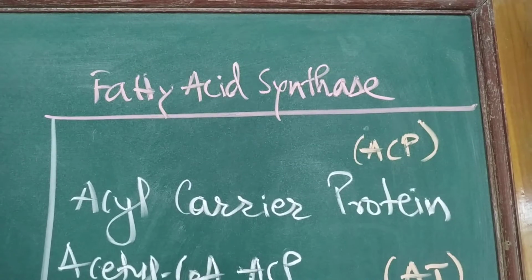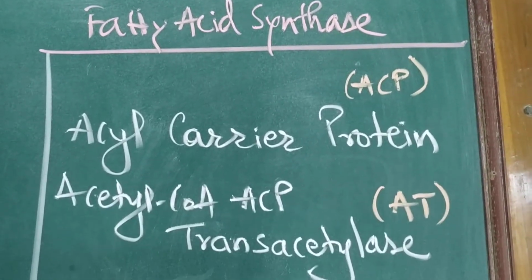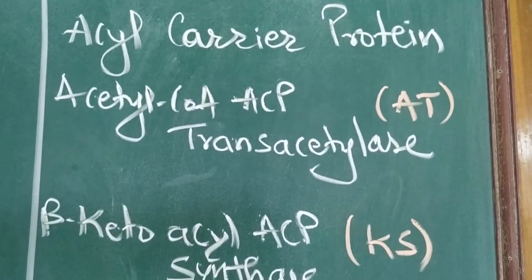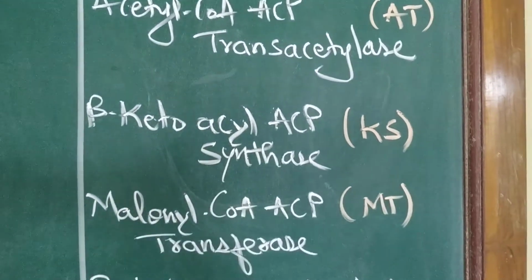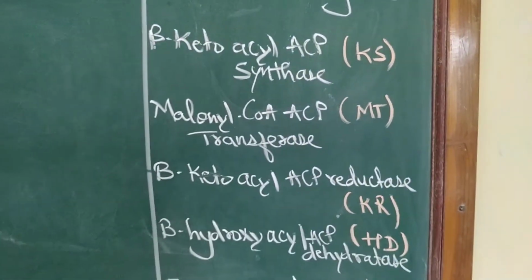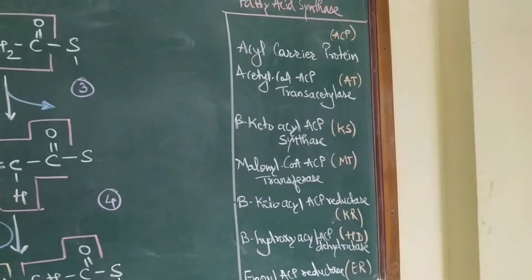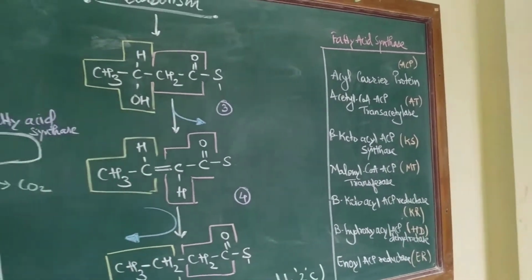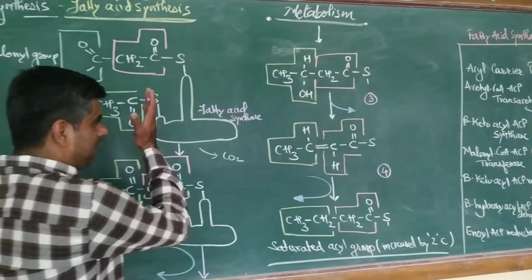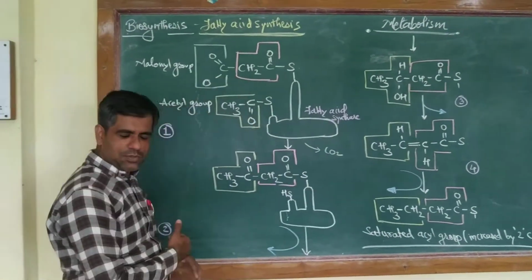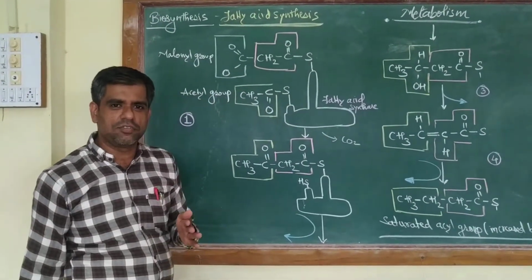Hi friends, let us have a quick overview about the synthesis of fatty acids. We know that the synthesis of fatty acid is somewhat the reverse of beta oxidation, which is involved in degradation of fatty acids, right? So today we will be having only an overview, a quick revision of the 4 steps which are involved in the synthesis of this fatty acid.